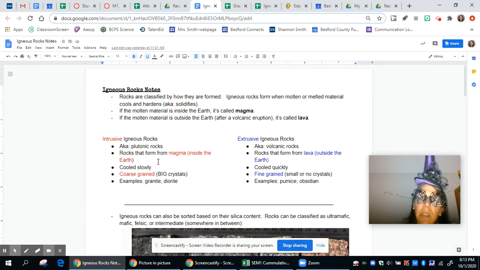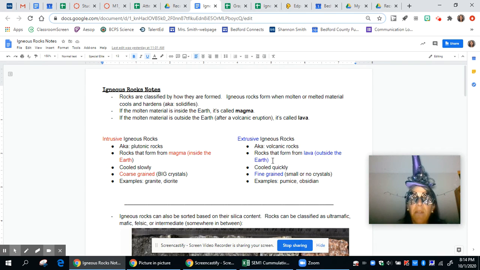And because it's cooling slower, there's more time for things to grow, like crystals. So you can get big crystals, or the fancy word is coarse-grained. Fun examples of these are granite or diorite. Let's talk about the opposite of that, your extrusive rocks.